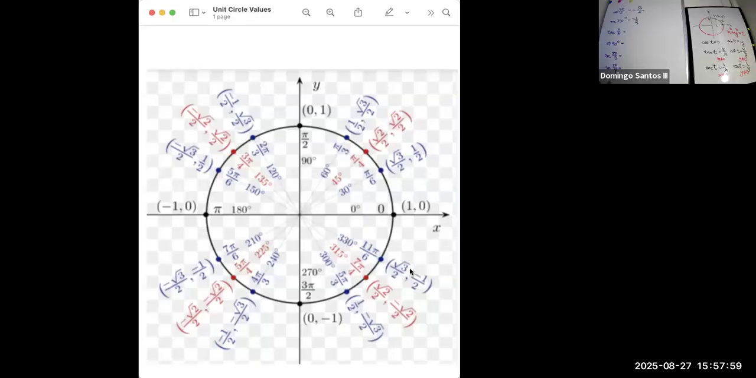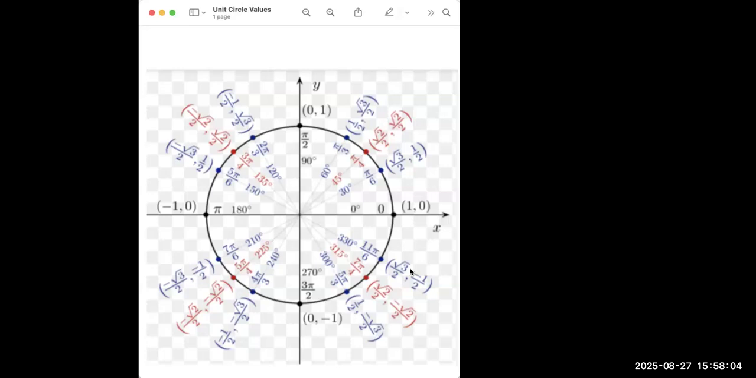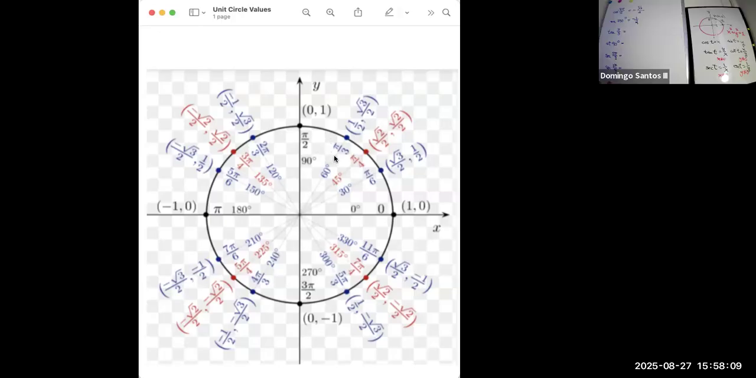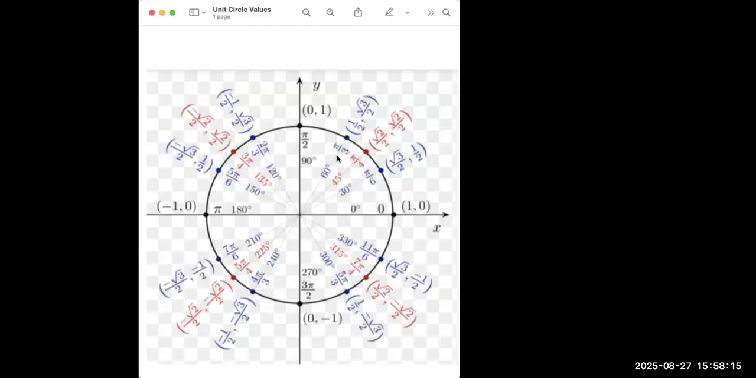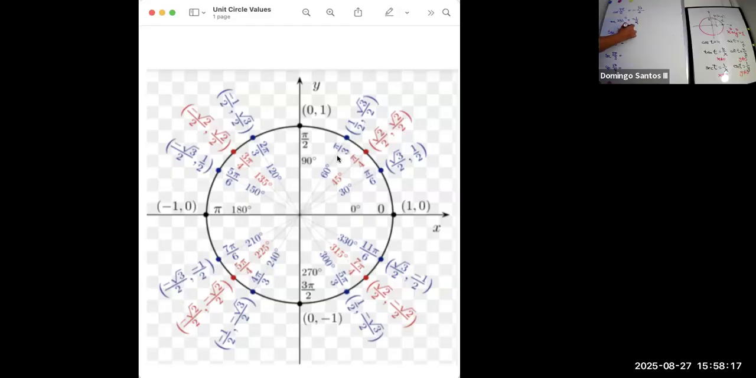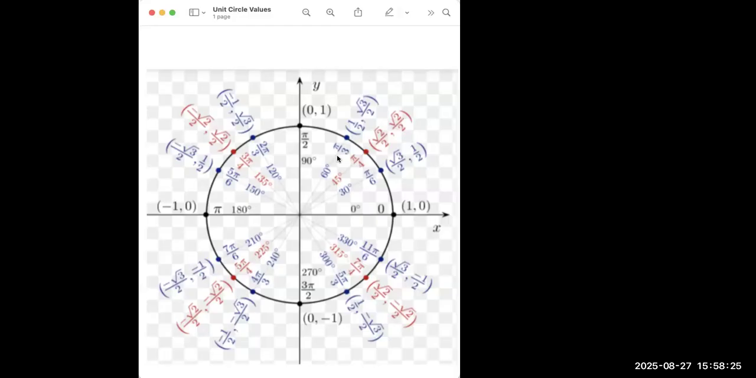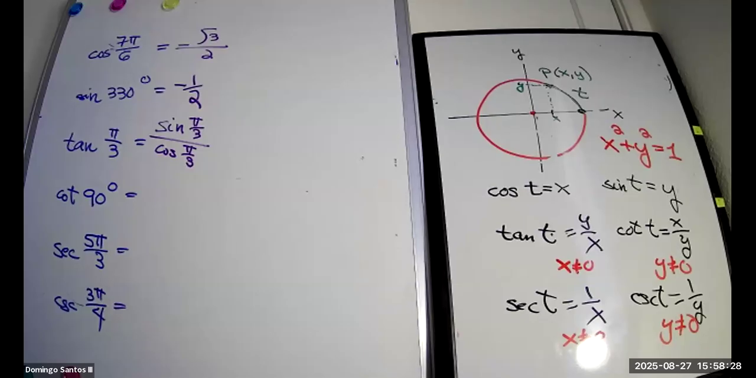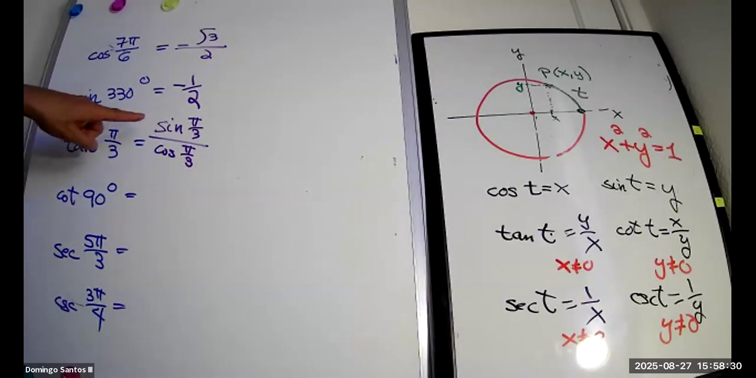What's tangent pi over 3 then? Let me try to find it right quick. 5 pi over 3, this one, right? Oh, okay, yeah. And then tangent is sine over cosine, if you would recall from trig, right? Tangent is sine over cosine, right? So tangent pi over 3 is sine pi over 3 over cosine pi over 3.